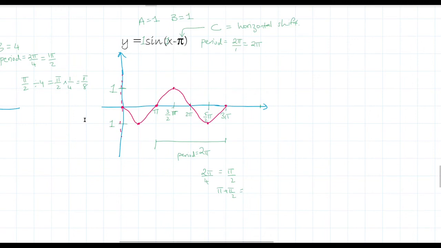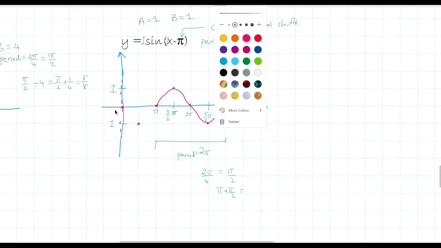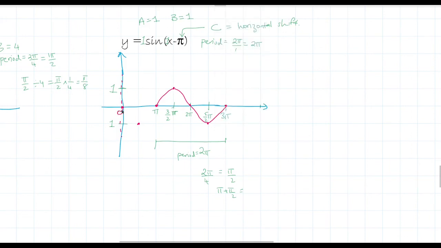So what this has done, if I remove this again, is instead of starting at 0 in the x direction, we have moved that across to start at pi. And that's what this c value tells us. It tells us the horizontal shift. And remember, we don't include the sine with that. So this is the normal form of what a sine graph would look like.